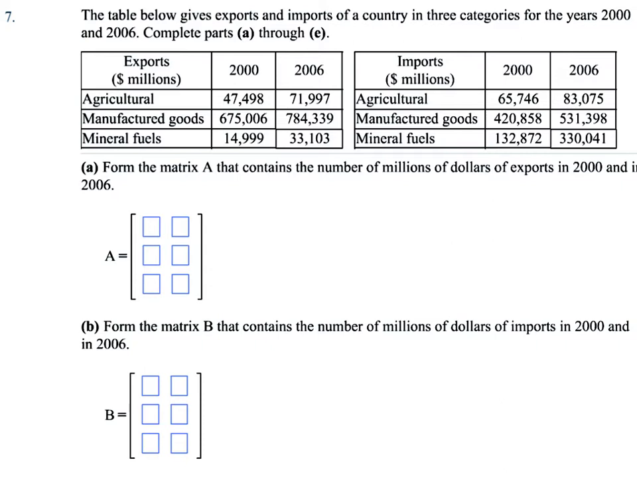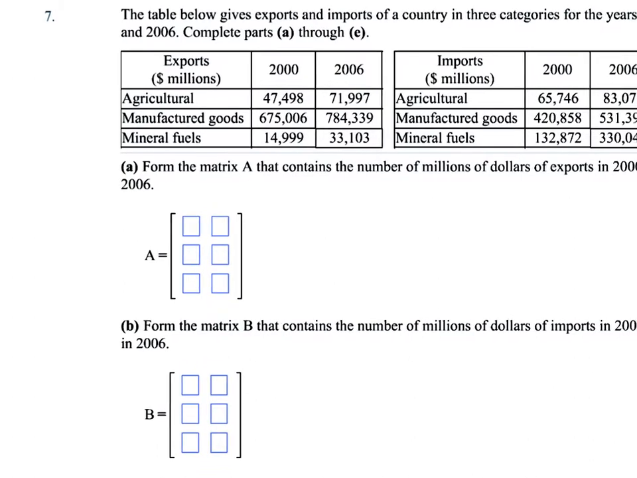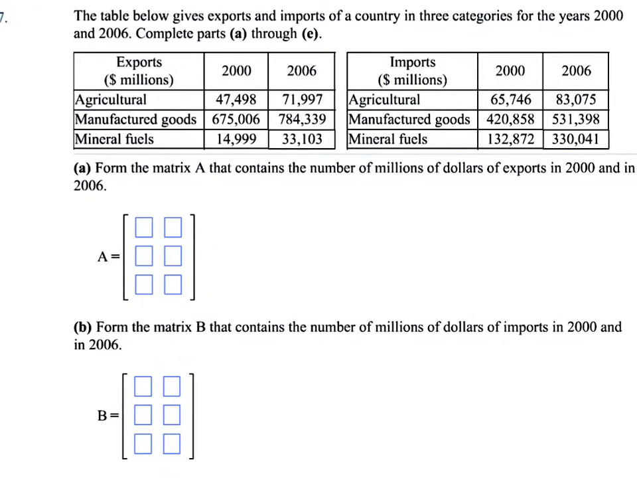So part A here says form the matrix A that contains the number of millions of dollars of exports. So we're going to look at the table that is exports, which is this first table here, and we're just going to form a matrix out of these numbers. So you can see there are 6 boxes here, 1, 2, 3, 4, 5, 6. So $47,498,000 will go in this first box. $71,997 will go in the second box. And then you just keep filling those boxes in. Remember, the biggest thing in a matrix is to continue to put them in the same position.